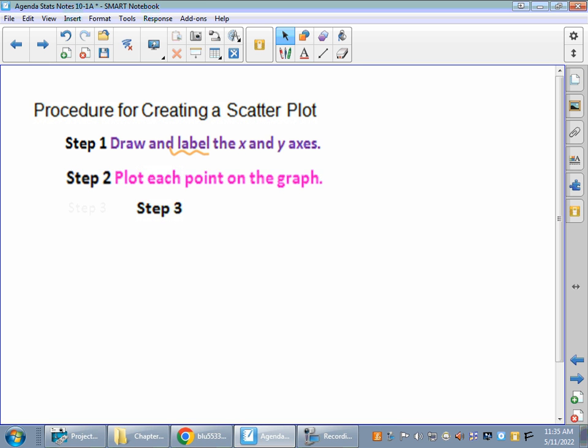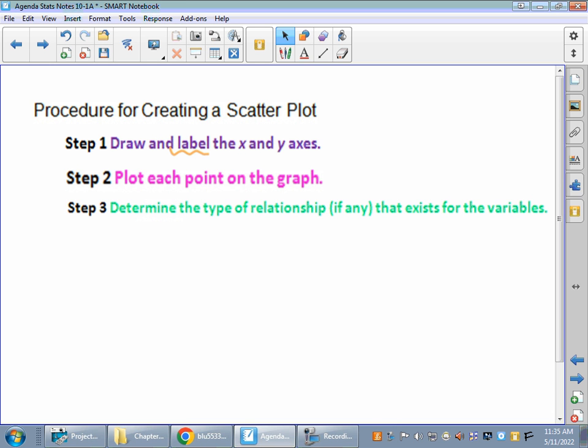Sorry, technical difficulty. Plot each point on the graph. You don't have to be super technical. We just want to get them on there. And then step 3 is to determine the type of relationship, positive, negative, nonlinear, or none, if that exists for those variables.